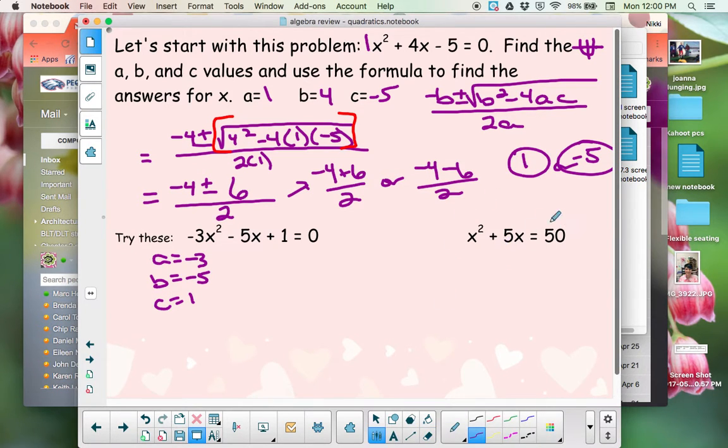Here, notice that it's not equal to 0. So before I can pull out my A, B, and C values, I have to bring this 50 over to the other side. When I bring it over to the other side, it's going to become a -50, and then this would become a 0. So my A value would be 1, my B value would be 5, and my C value would be -50. So then you do the same thing. Plug it into your formula, A, B, C, but that's how you do that one. I'm not going to do the whole problem.